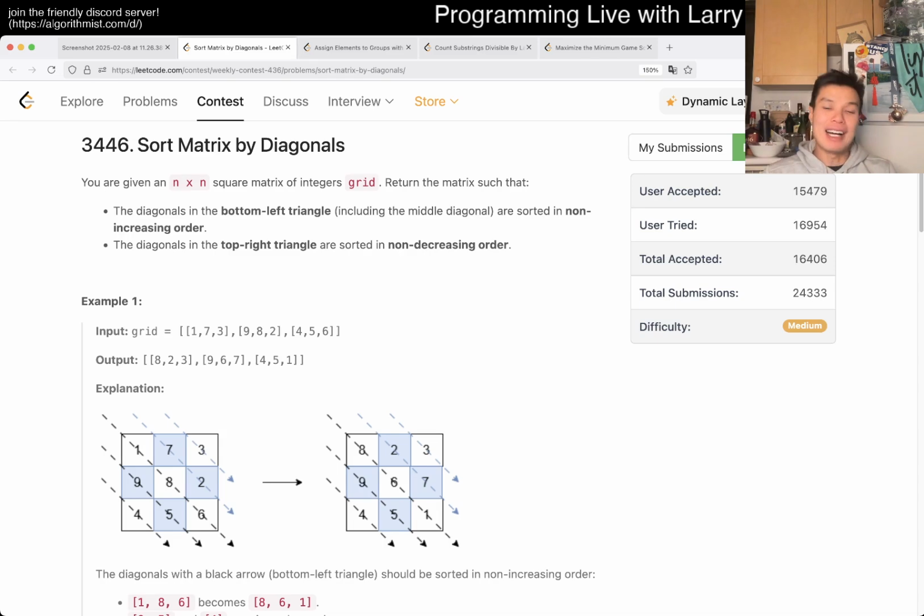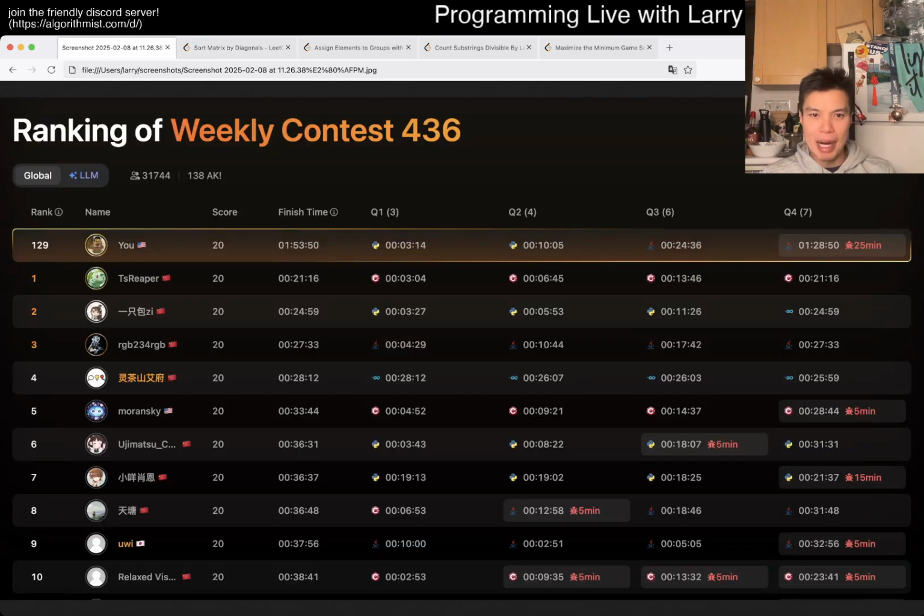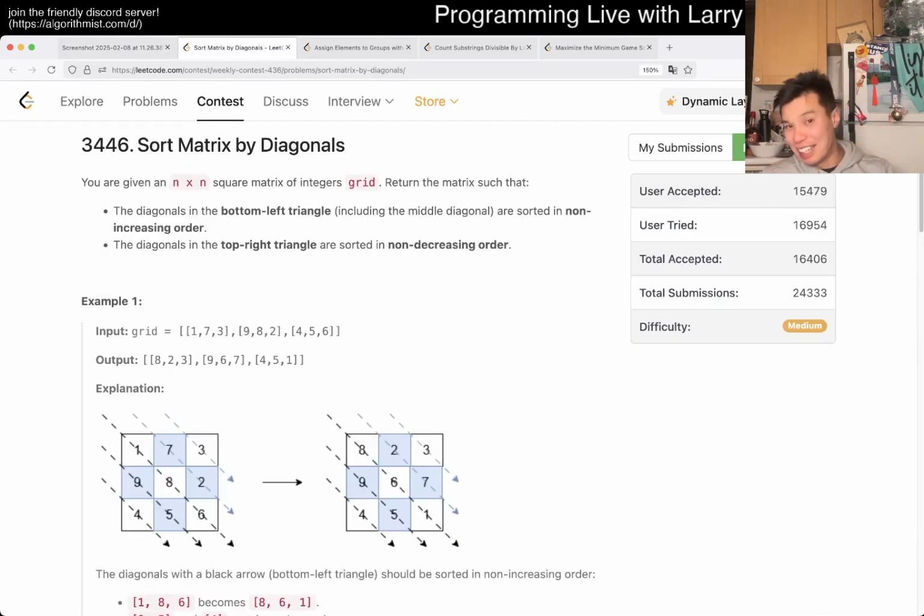Let me know what you think about this problem. I think there is not that much complicated about this problem per se, not to say it's easy. It is simple, and it is actually marked as a medium, which I can understand. It's very easy to make silly mistakes on this one.